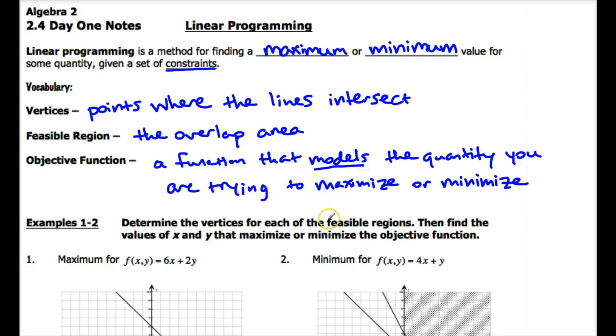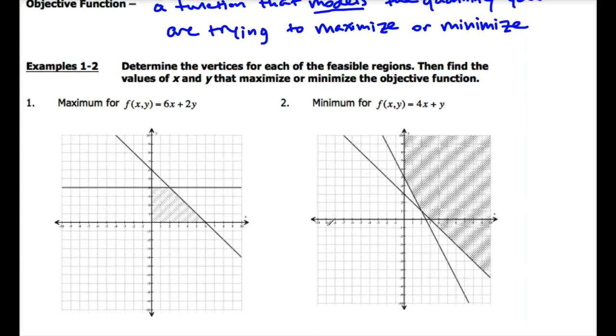Okay, so let's go ahead and look at 1 and 2 here and just practice with some of the basics of this. Again, we're not going to be getting to anything too fancy until the next video. All I want you to do in these two examples is, you're given an objective function up here. I want you to name the vertices of your feasible regions, and then I also want you to find the values of x and y that either maximize or minimize this objective function, and I'll tell you in each problem which one I want.